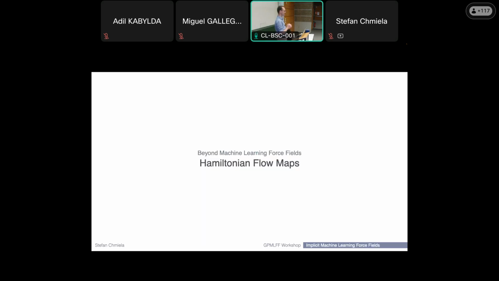Okay, so this was implicit modeling. Now I want to go to another implicit approach, where we no longer separate the generation of forces from the simulation and then use temporal coherence to gain efficiency. Now we're actually really combining both steps into one. And this is Hamiltonian flow maps.